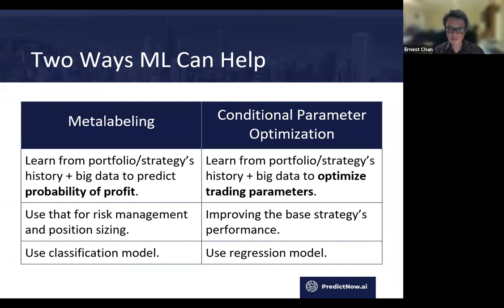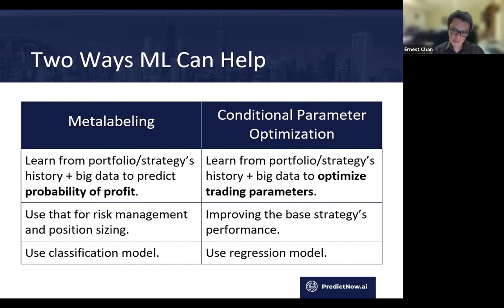It is to improve the base strategy's trading performance, not just using capital allocation to manage its risk, but actually changing to some extent the base strategies, because the parameters can be different for every trade.